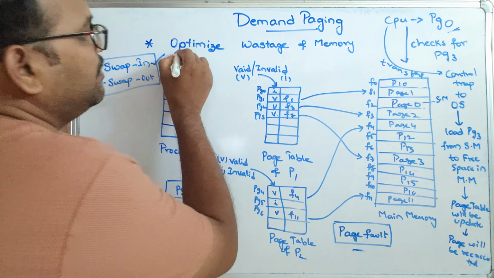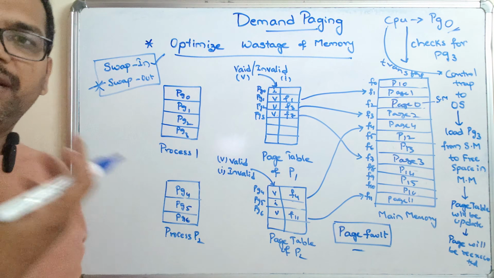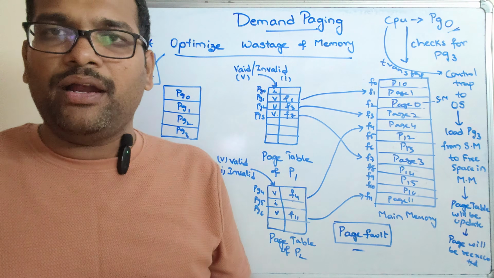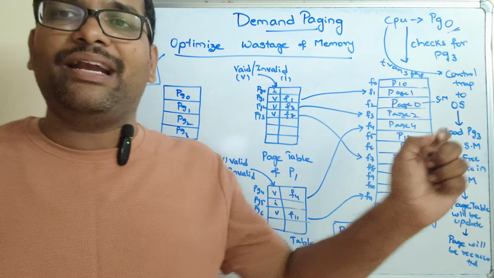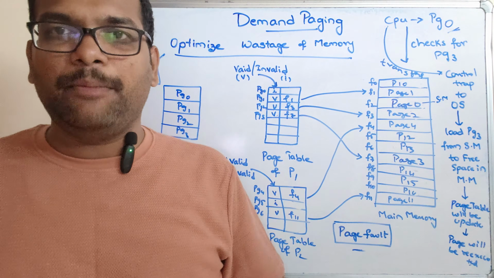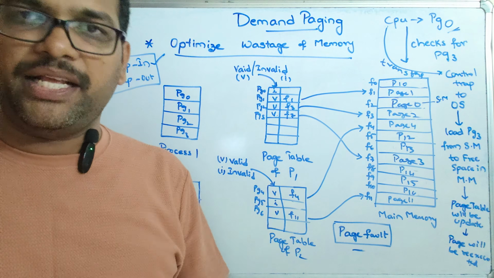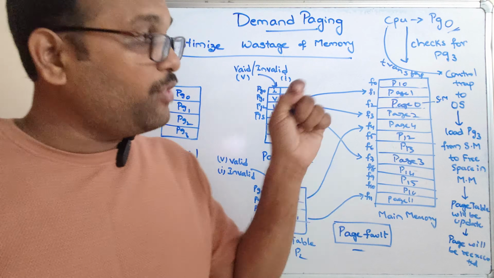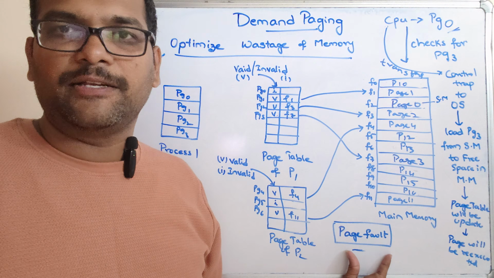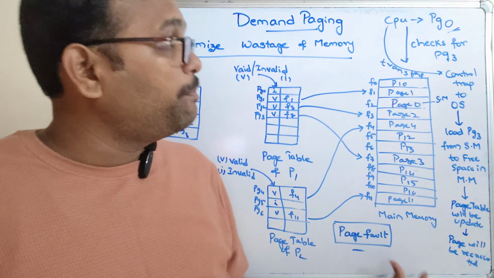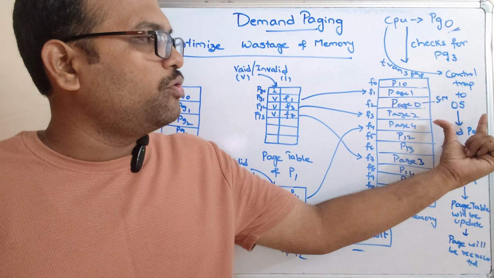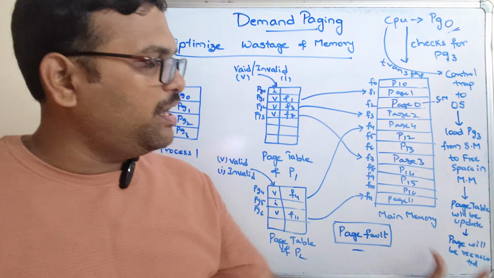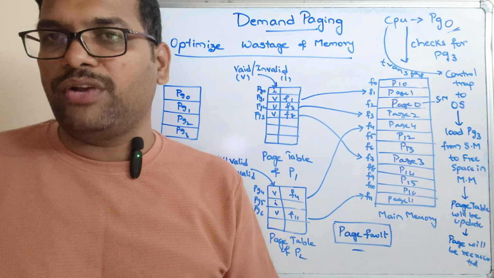Obviously the main goal is optimizing the wastage of memory. So instead of loading all the pages, whether required or not, we load only the pages whenever they are required. The CPU demands the pages which are going to be executed, and only those pages will be loaded from the secondary memory to the main memory. If the page is not available, a page fault occurs, and we are going to handle this page fault by sending the control to the operating system. The page will be loaded from the secondary memory to the main memory, the page table will be updated, and finally the complete instruction will be re-executed by the CPU.